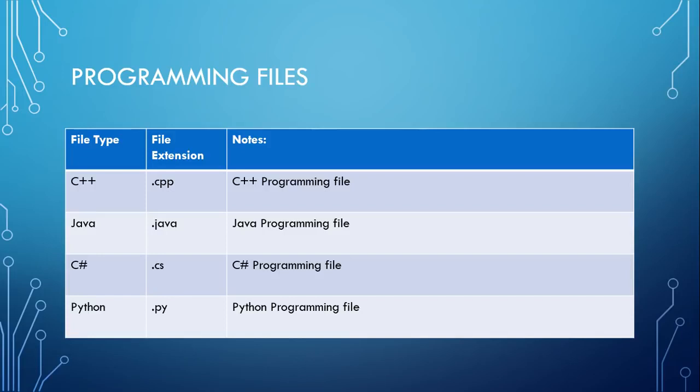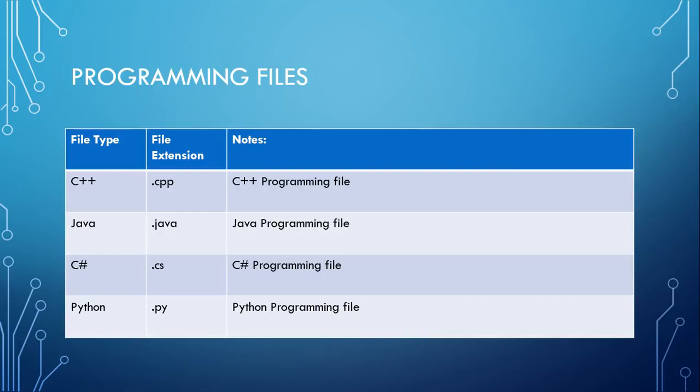All right, let's just jump quickly into a couple programming files. So I have four up here. We have C++, Java, C#, Python, so .cpp, .java, .cs, and .py. Now, one thing I want to note, this is the stuff that typically has the instructions that you put in your code. It's not what the computer actually executes.